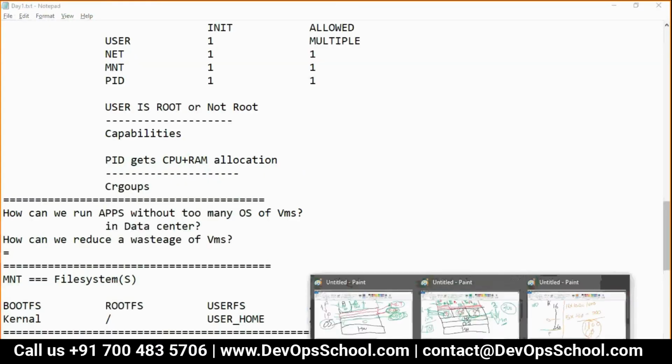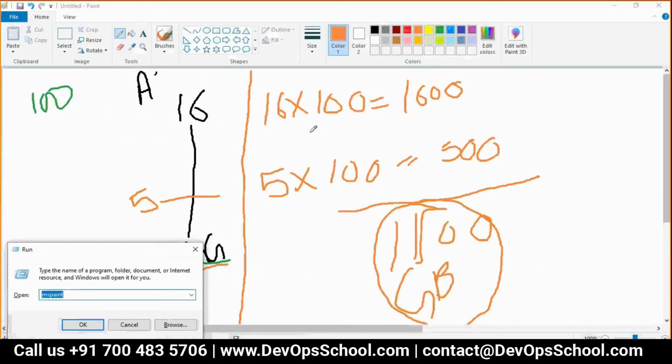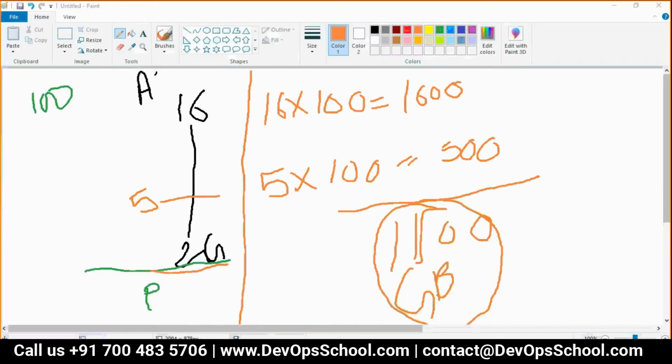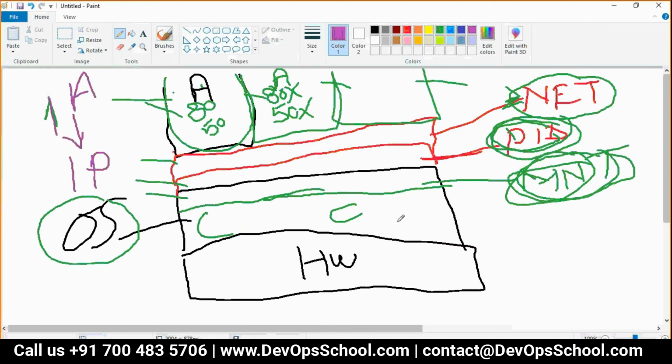So can we do one thing? Can we do it like this? Think about it. One more thing, guys, I'm repeating one topic again. In one operating system, how many network, PID and MNT namespaces do you get? One each, while user is multiple. In one operating system, you get one network, one PID, one MNT, and multiple users. Okay. So now, can we do something like this?